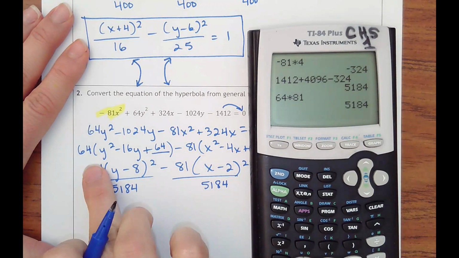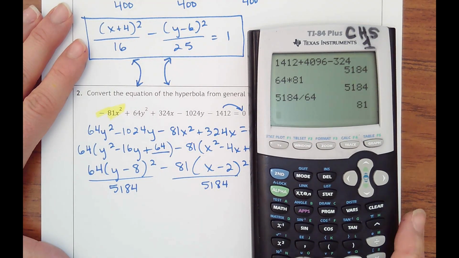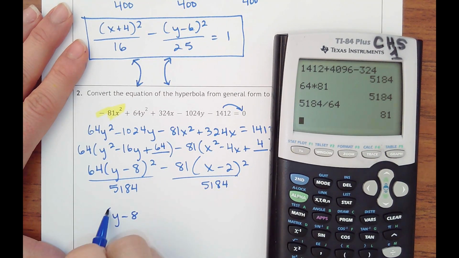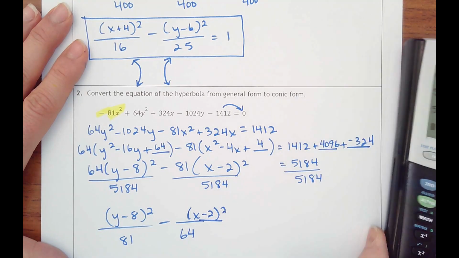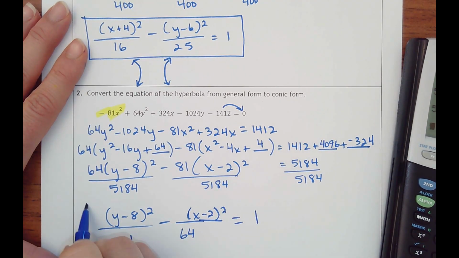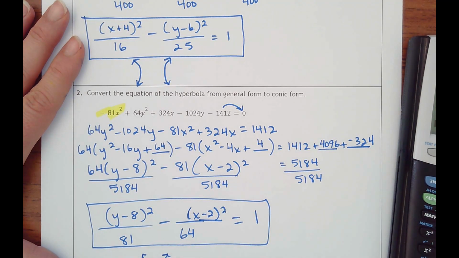So again, that should be a 1 over 81. So we get y minus 8 quantity squared over 81 minus, that should be a 64, x minus 2 quantity squared over 64 equals 1. Whew. Okay, so that means that yes, it would open up and down. And then that would tell me the vertices and the co-vertices, and then you would be done.